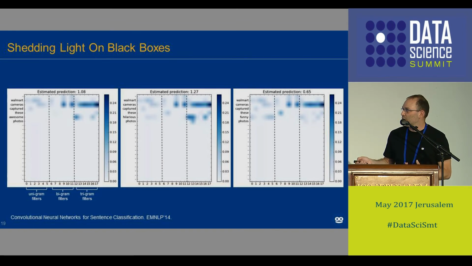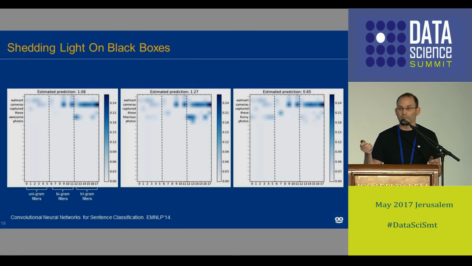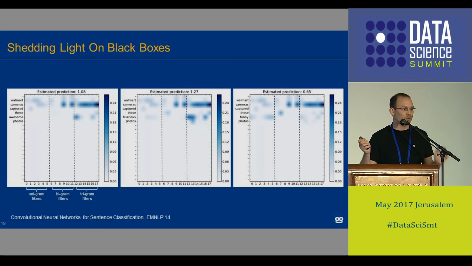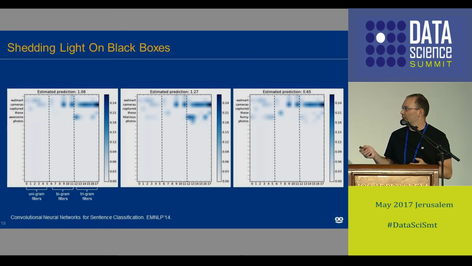So what we did, we plotted the activation of unigrams, bigrams, and trigrams on this graph. The darker it is, the more influential it is for click-through rate. So the right column talks about the trigrams, which means Walmart cameras captured. That's the three words. And that was the most influential thing for click-through rate. That was the most influential thing that made users click on that.